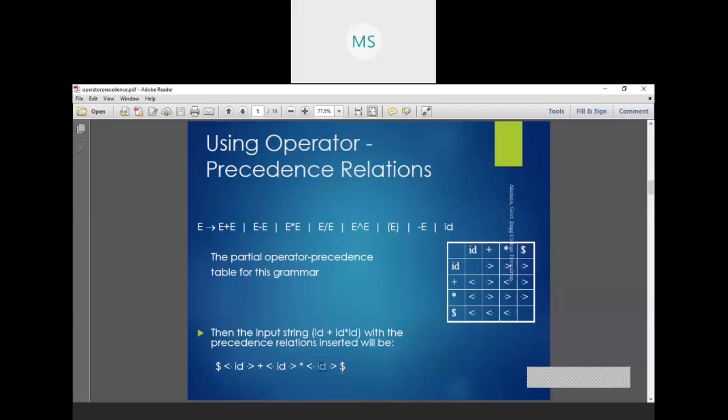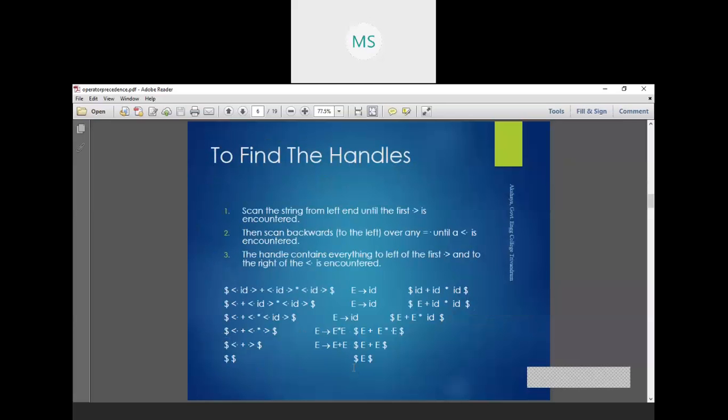Now I have to reduce. Now I have to find the handles of all these things. I am applying a shift reduce parser to find the root symbol of this. Finally, I want to get E. How can I apply the shift reduce parser for these relations? Let me see the next one. To find the handles, what are the steps?